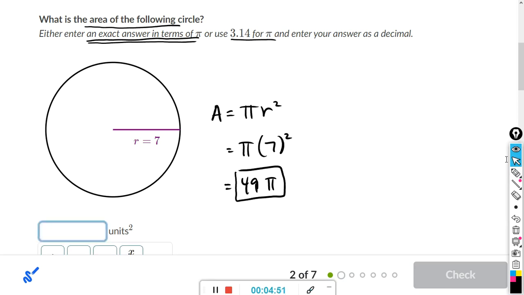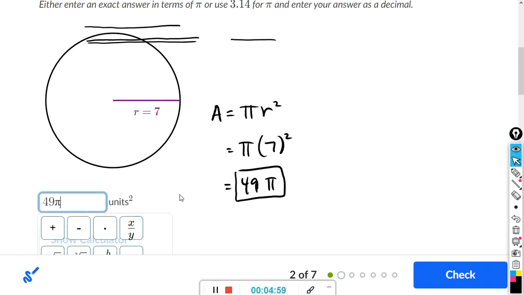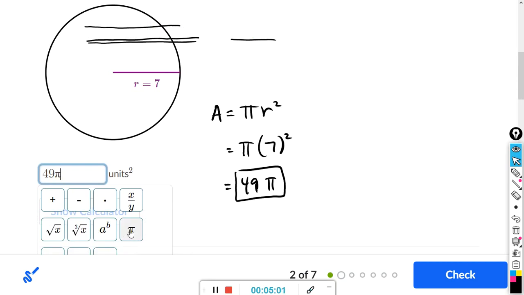I'm going to enter in the box 49, and you can still type pi for pi. It'll give you the Greek letter pi, or you can click on the pi right here. So 49 pi.